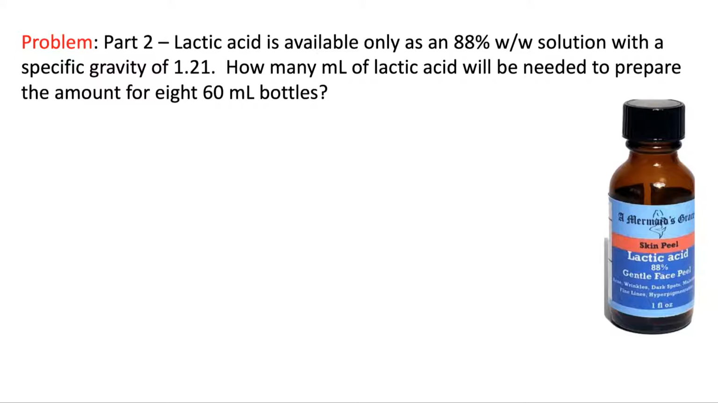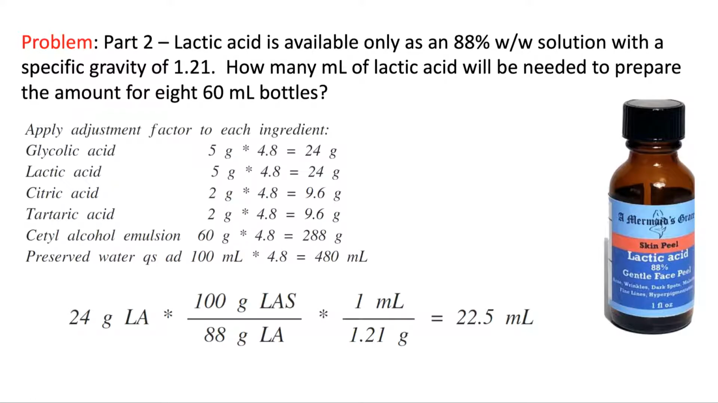Part 2 of this question goes on a little bit more about the lactic acid. It says, lactic acid is available only as an 88% weight per weight solution with a specific gravity of 1.21. How many milliliters of lactic acid would be needed to prepare the amount required for the 8 60 milliliter bottles? Okay, so now let's see here. We need to remember what our formula was. For the lactic acid, to make our batch, we needed a total of 24 grams. So let's start with the 24 grams, which is a weight of lactic acid.